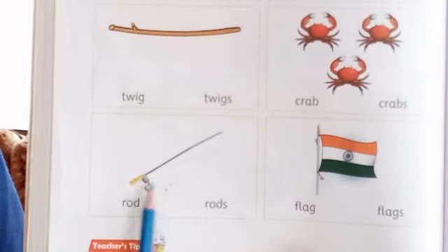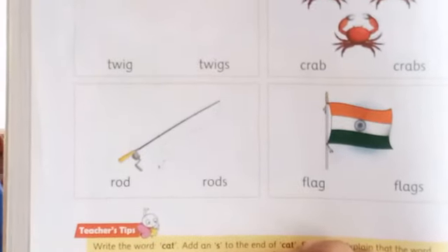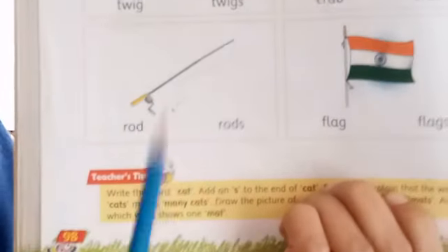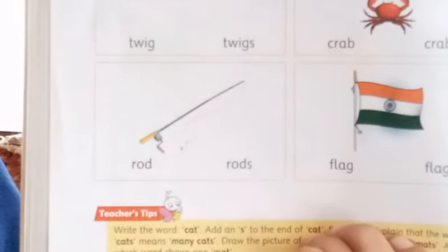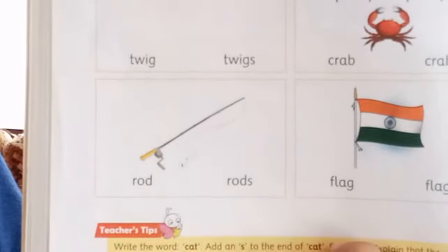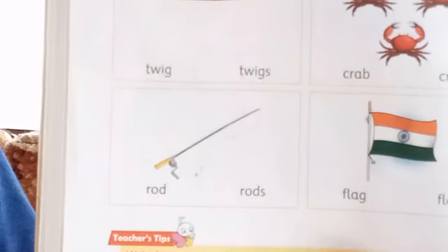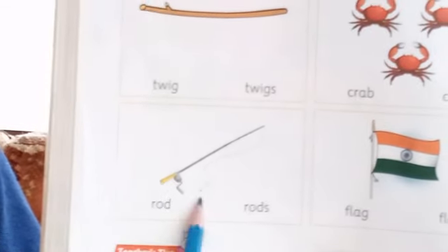Now here it's a rod. How many rods can you see here? Only one. So is it rod or rods? Good job, children. It's rod. The word is not ending with s sound. Why? We have singular, only one rod.